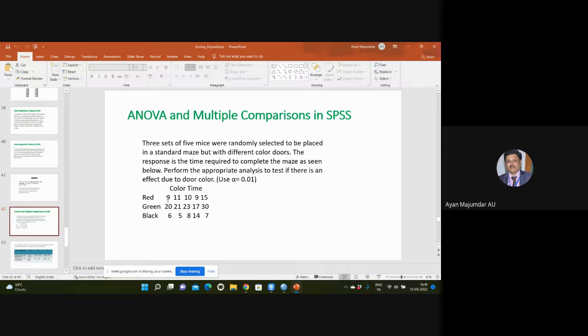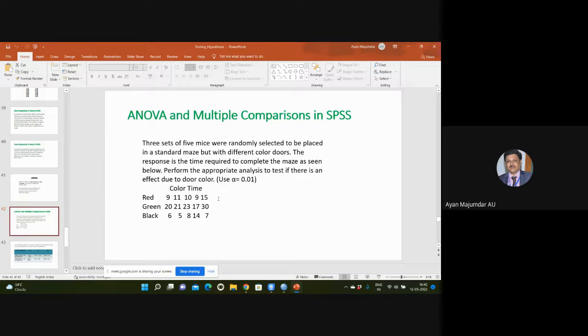So those five which were selected, they ran the red colored door in, say, 9 minutes, 11 minutes, 10 minutes, 9 minutes, 15 minutes. Another sample on the green colored door, these are the times, and the black colored door, these are the times. Now the question is, does the color of the door have any significant effect on the time taken to run? So is there any significant difference between the average time taken to run? That is what we need to check.